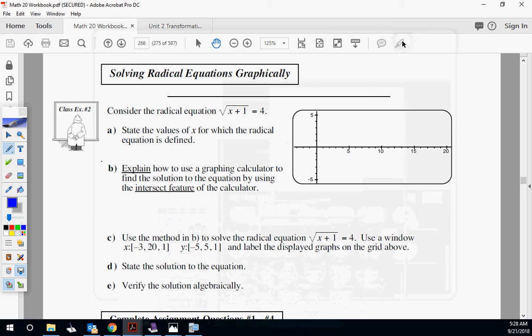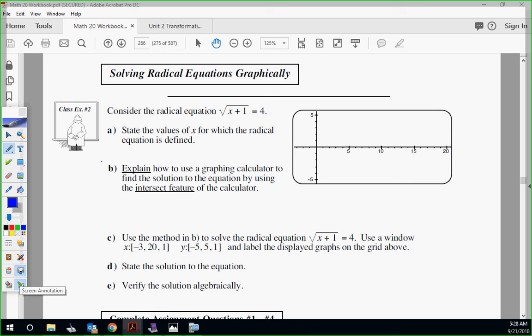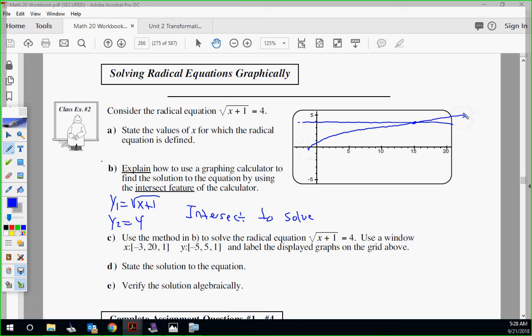So if we look at that in terms of the workbook, let's briefly recap what we did. In your y1, you're going to put the radical equation. In your y2, you're going to put the 4. And then you're going to use the intersect feature to solve. We did that. The 4 line is right here, and then it was 15, so they're going to intersect there. And so it goes something like this. That was the picture that we just saw.